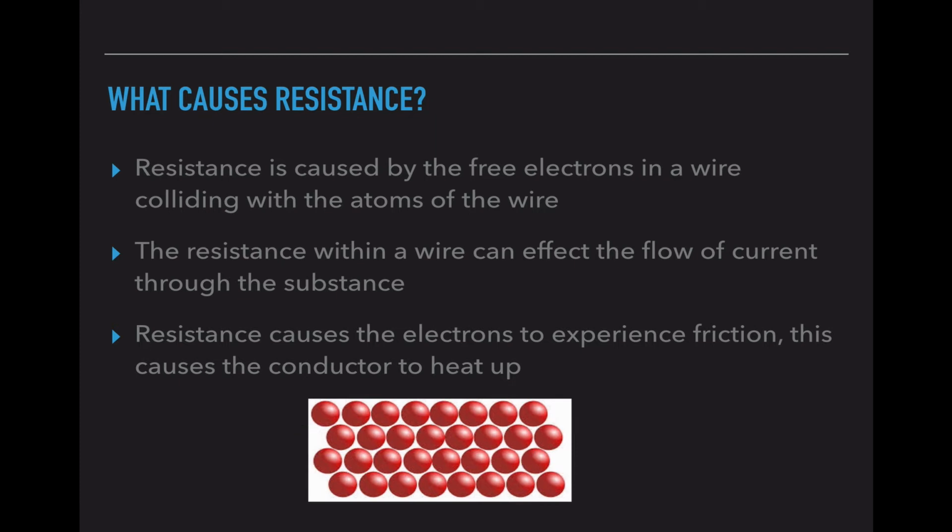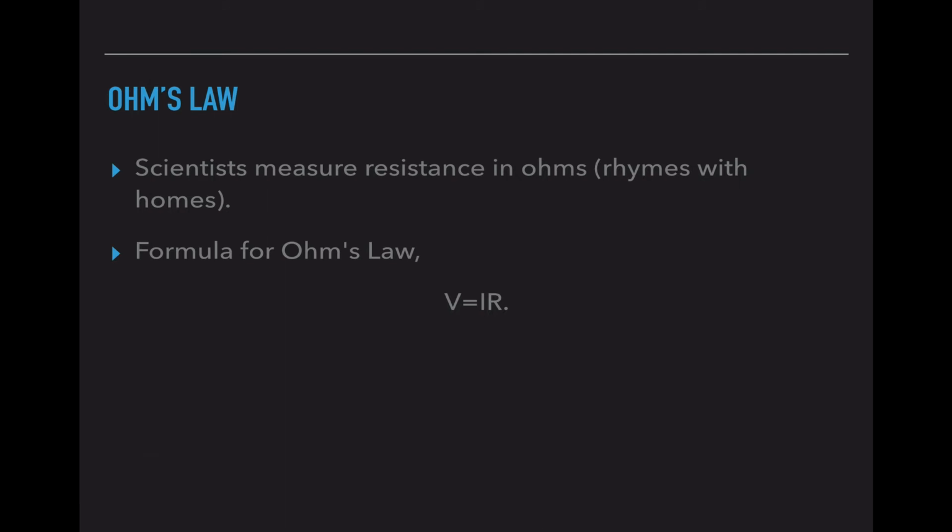Using this idea of resistivity, we can introduce something called Ohm's law. Ohm's law is the measure of resistance in ohms, which rhymes with homes, and it looks kind of like a horseshoe. It is a Greek letter, and that's going to be the unit for resistivity. So the formula for Ohm's law is V equals I times R.